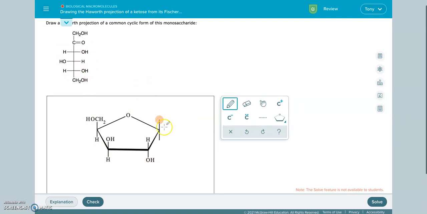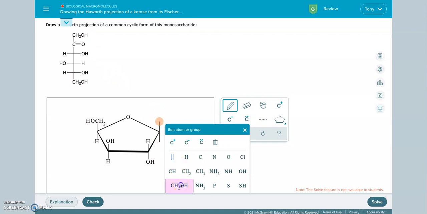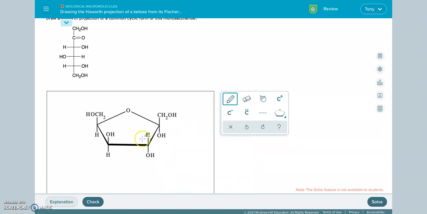And then again, on this last one, we really have the choice between putting the CH2OH up here or down here. Again, that's just the difference between the alpha version and the beta version. We don't need to worry too much about that in this topic, but that is something that your instructor might ask you to do and to focus on. So definitely keep that in mind. But let's go ahead and check that one, and we've got it right.